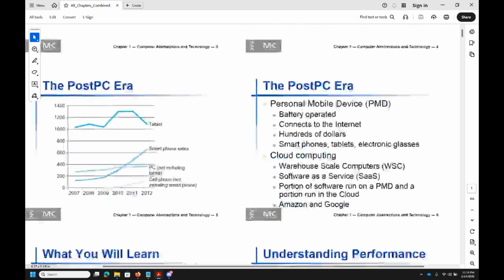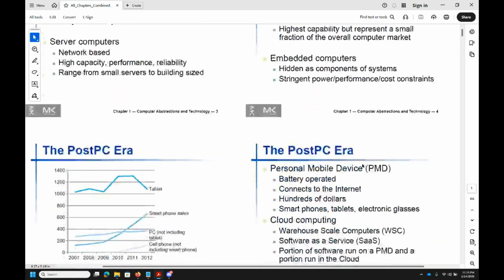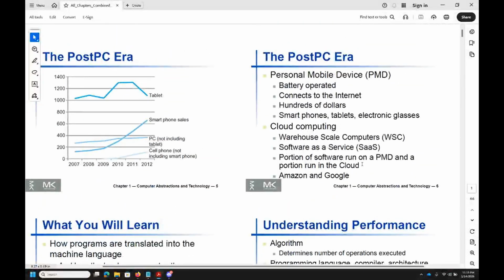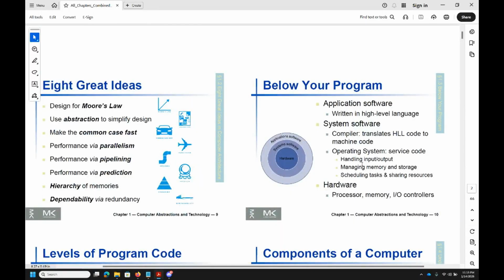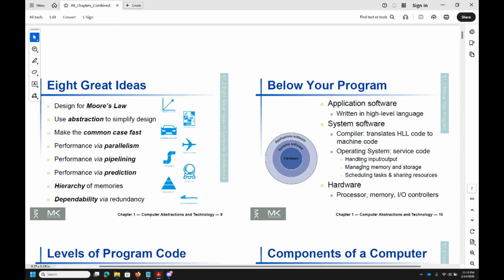Basically, we started with really big systems and we moved to smaller systems, and now we're in the handheld era where we have handheld systems. All of this is underpinned by about 8 ideas. One is design for Moore's law, which is if you're making software today, you have to design it for the hardware of tomorrow. Otherwise, you'll be selling yourself short.